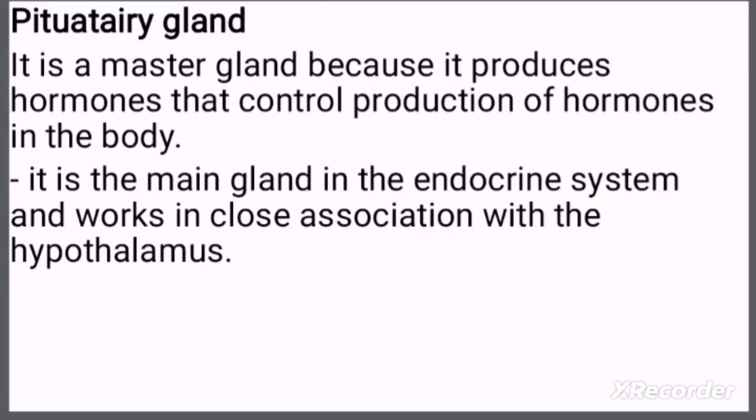Then we have the pituitary gland. This one is a master gland because it produces hormones that control production of hormones in the body. So it is the main gland in the endocrine system and works in close association with the hypothalamus. Now, why is the pituitary gland regarded as the master gland? The answer is, it produces hormones that control the production of hormones in the body.